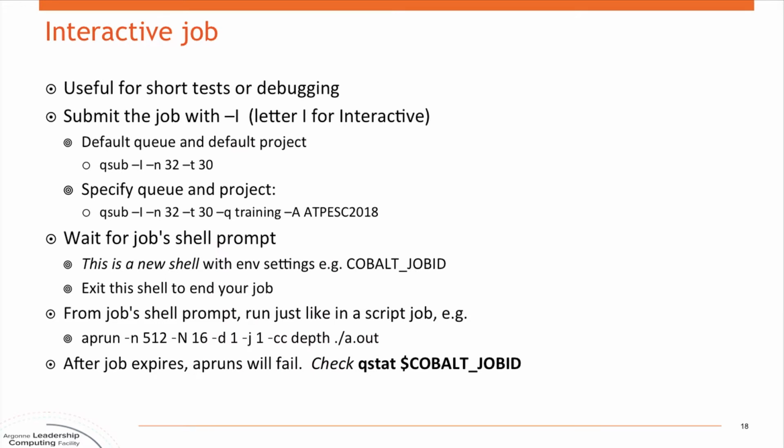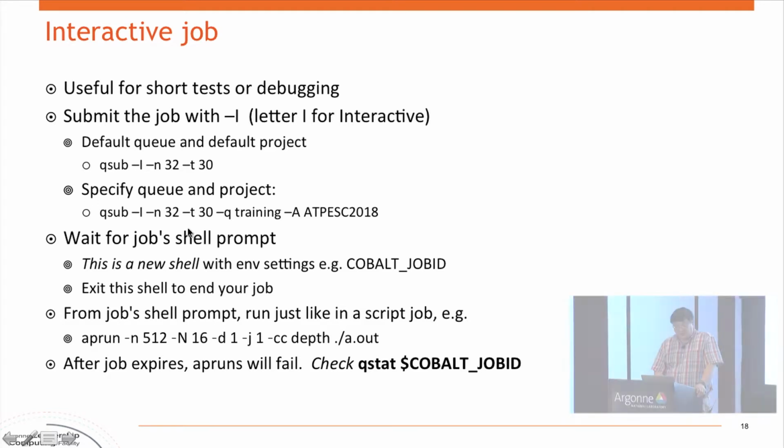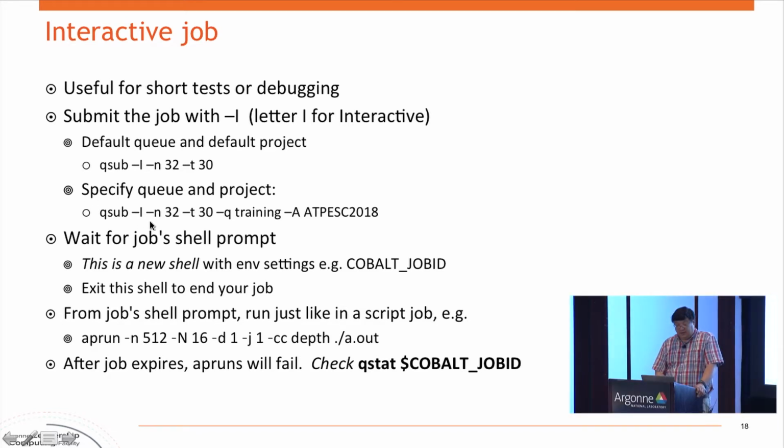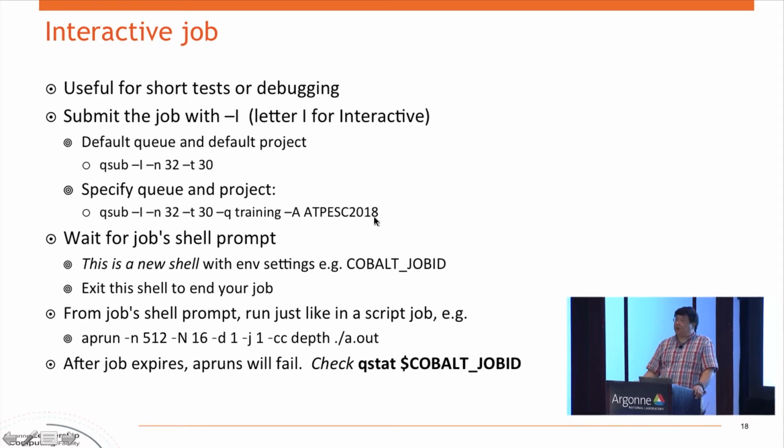For debugging, which you're going to have problems to start, you probably want to start an interactive job. So the capital I option gives that. The minimum you can give is I, number of nodes, the time. So in this example, 32 nodes, 30 minutes, the training queue, and the ATPESC project. And you don't specify a job script because it will put it in, and then when you get to the front of the queue, you'll get a shell to run at.